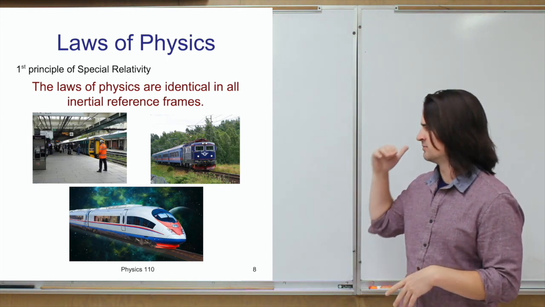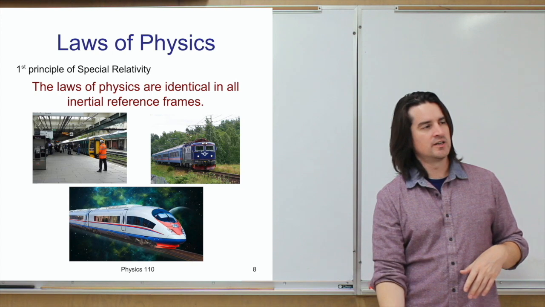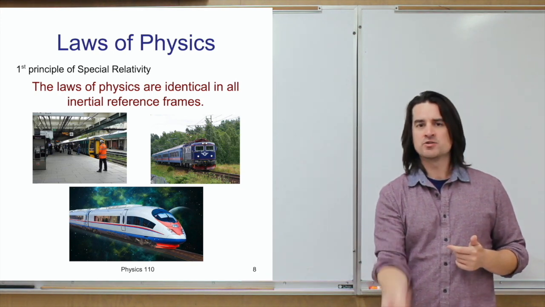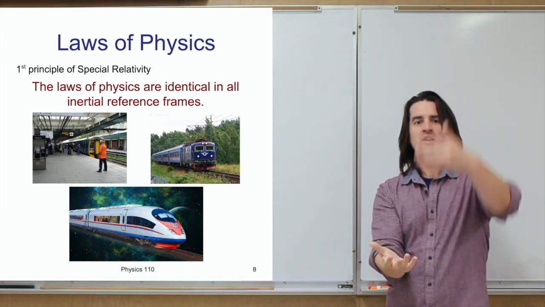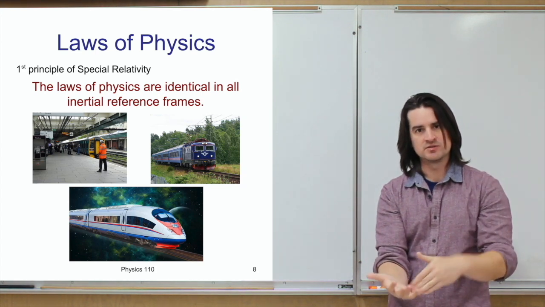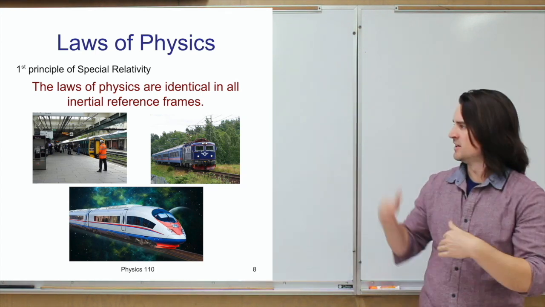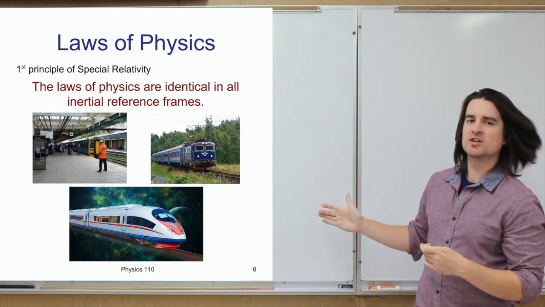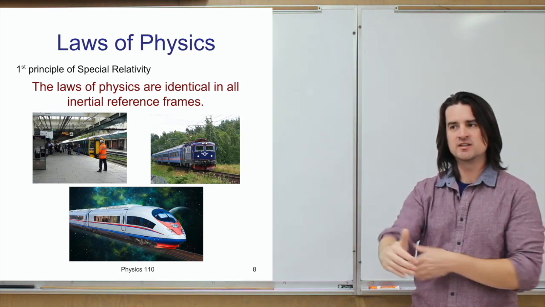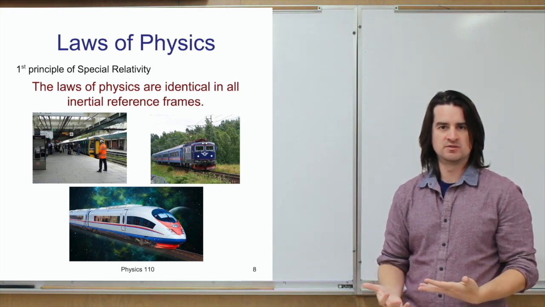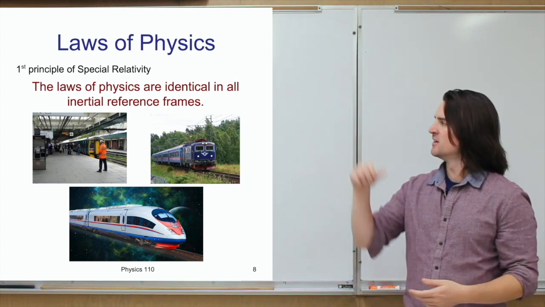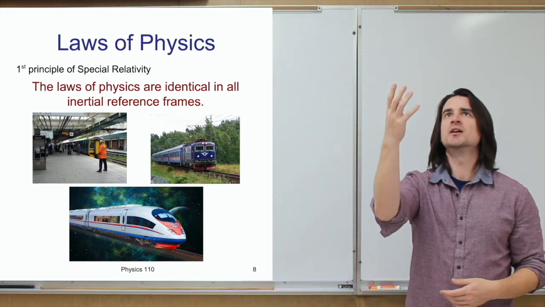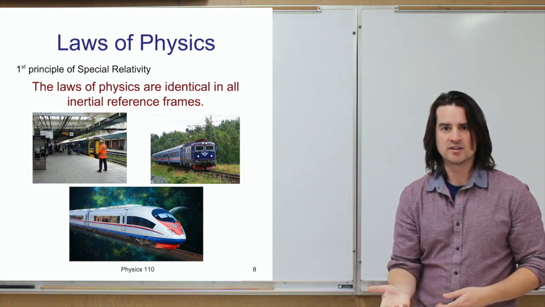So if you take a ball and toss it up in the air, it's going to go up and come straight back down. This is an example where in all of these reference frames, regardless of how fast something is going, as long as it's going at a constant rate, you're going to see the same result. So you toss a ball up in the air, and in all of these situations, the ball goes up and comes back down.